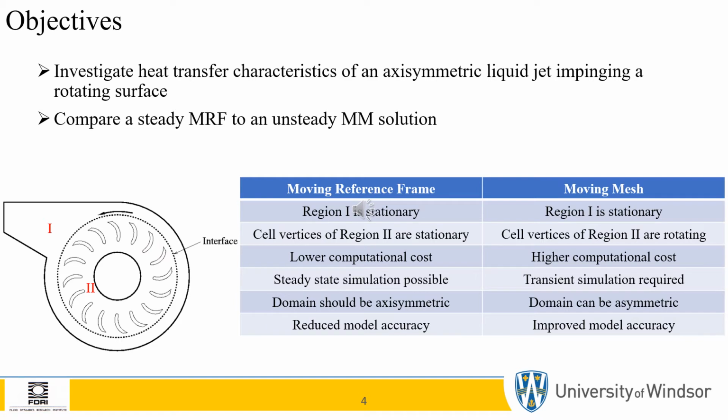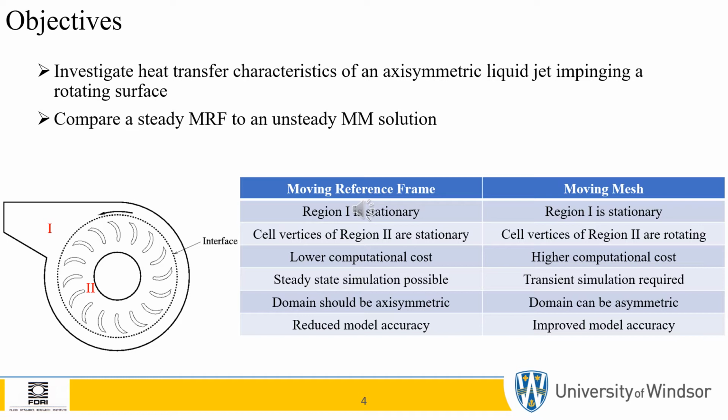This brings me to the objectives of our current research. We aim to investigate the heat transfer characteristics of an axisymmetric liquid impinging jet, which is impinging on a rotating heated surface. We then aim to compare a steady moving reference frame approach to an unsteady moving mesh solution.